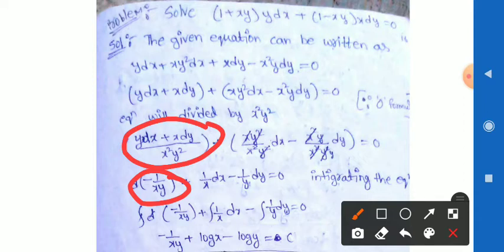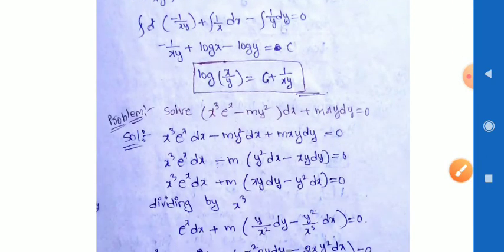By writing this and taking integration on both sides, integration and differentiation cancel, and we get the general solution of the above given problem. Now another problem.